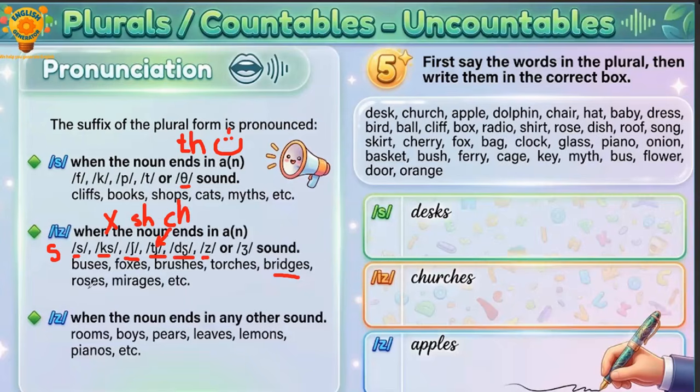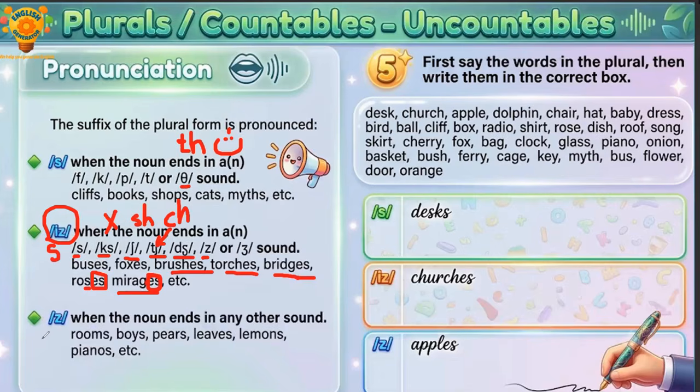And this one, rose. When you have s at the end, you make it like roses. So you will make an extra syllable saying is. Okay, and here mirages, the illusions, when you think that there is something but this thing isn't there. Here you pronounce this sound like z, is. So it would be buses, foxes, brushes, torches, bridges, roses, mirages, and so on.